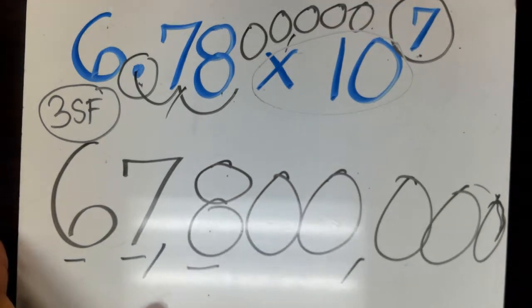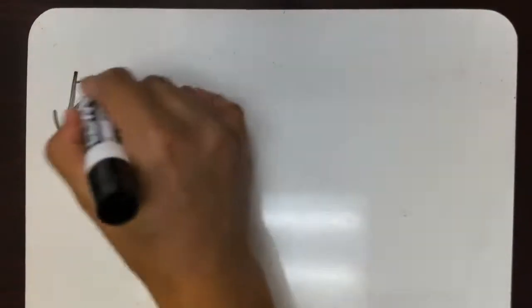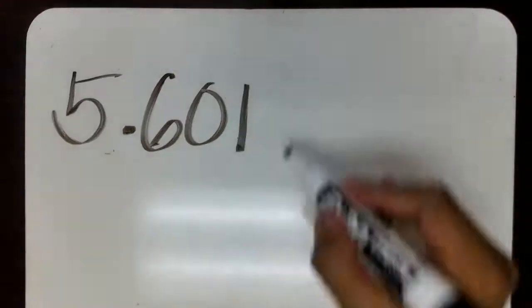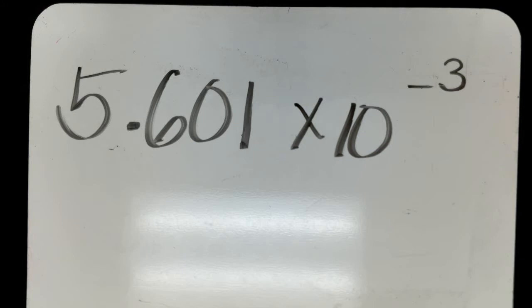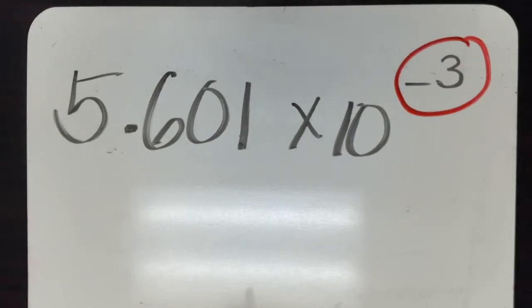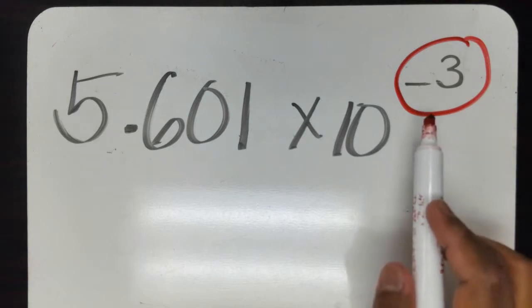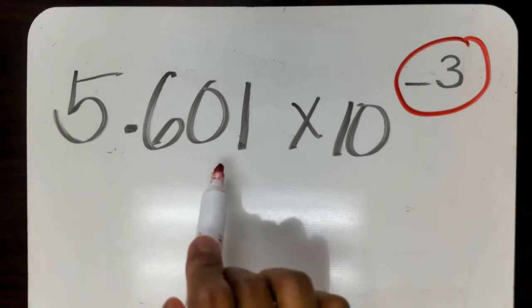Questions on this particular item? No, ma'am. Okay, let's go to the second one, which is 5.601 times 10 to the negative 3. Again, the strategy here is to inspect the exponent and the sign. The exponent is negative 3. The negative means that the mantissa value should be smaller than what it is right now.